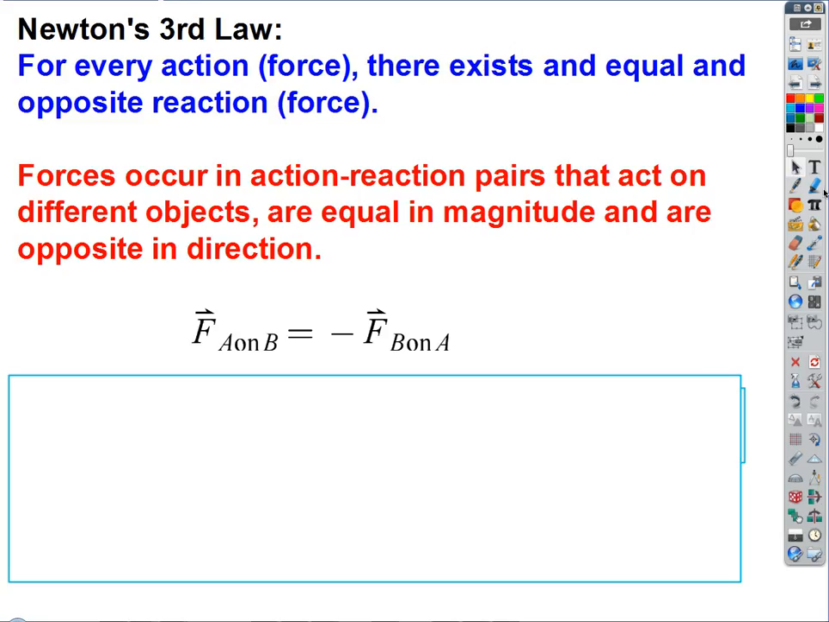Wait, so by equal magnitude. So let's just say if the weight of the ball that I'm dropping is 50 newtons, what's the gravitational force acting on the ball? Okay, what's the gravitational force acting on the planet? 50 newtons. 50 newtons doesn't do much to a planet that's got a mass of 5.98 times 10 to the 24 kilograms.